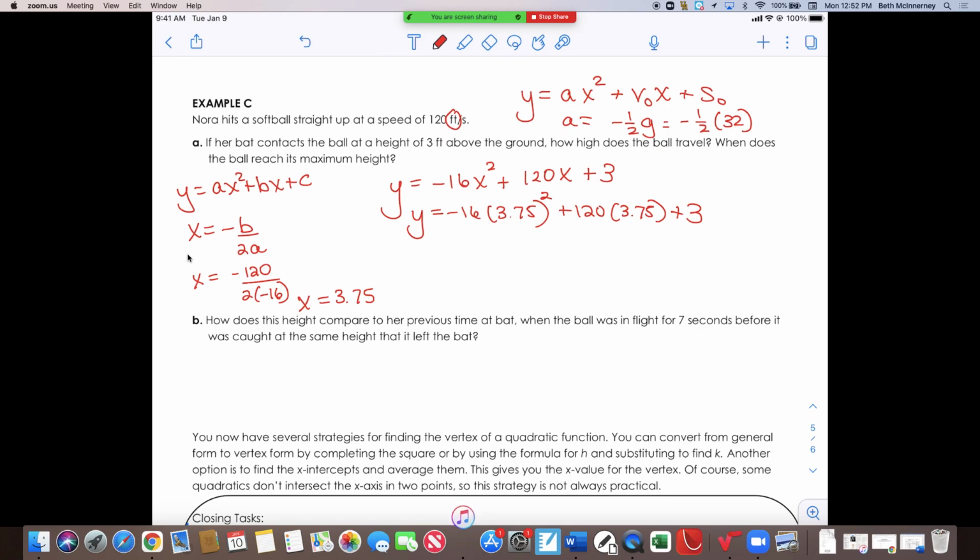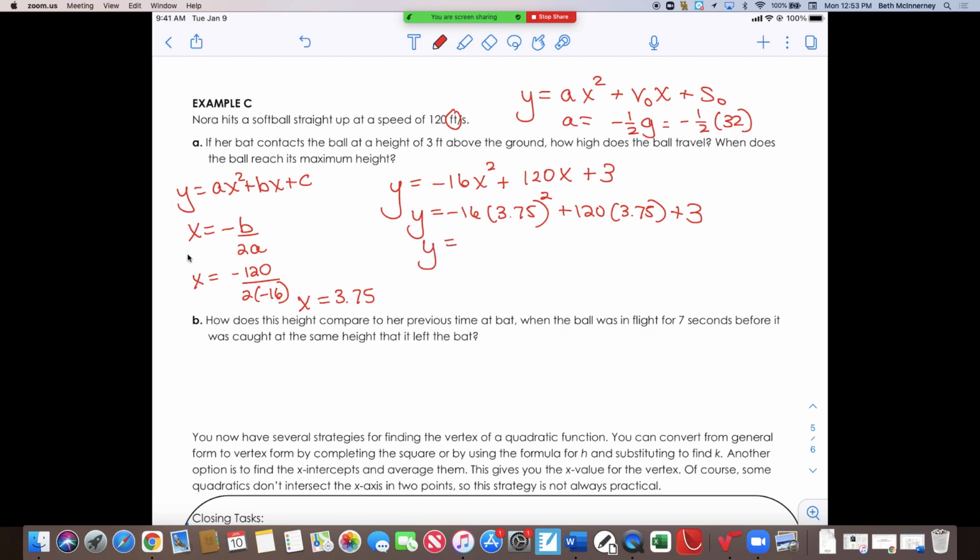Tomorrow we are going to have a quick skills check on completing the square. Tomorrow we will have a skills check that will be graded. So make sure you are getting assistance today. You're going to have plenty of time in class.